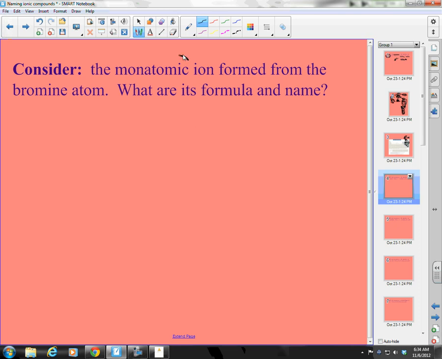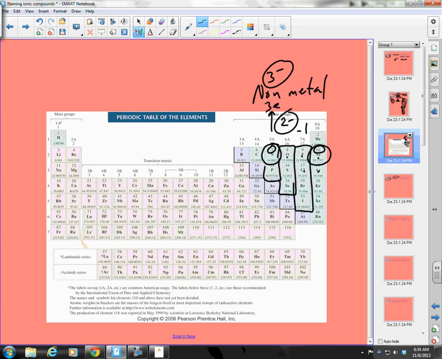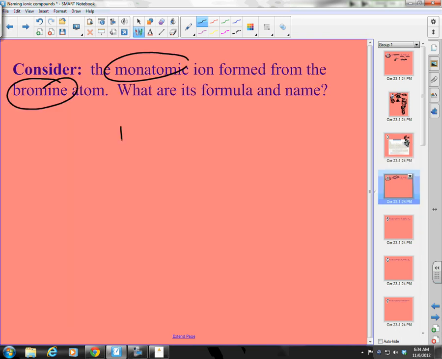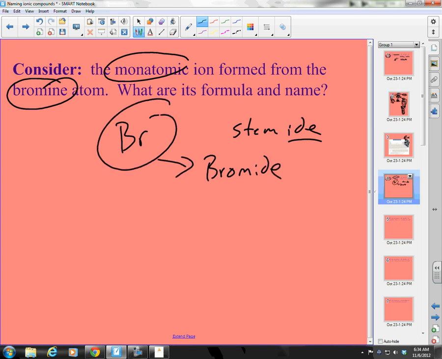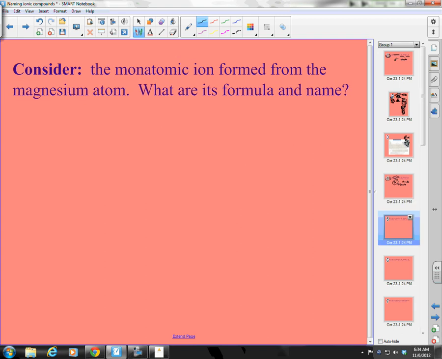Okay, monatomic ion, bromine. I look at my periodic table. Bromine is right here. It's a nonmetal. It's in my halogens, so it's going to form a -1. Br-. If it's an anion, that means it's going to take a stem plus the suffix -ide. The stem for that would be brom-, so bromide. So what do I say? Hey, this is called bromide. Perfecto.